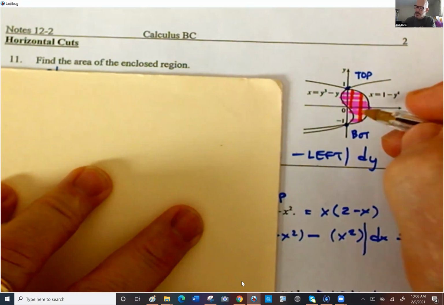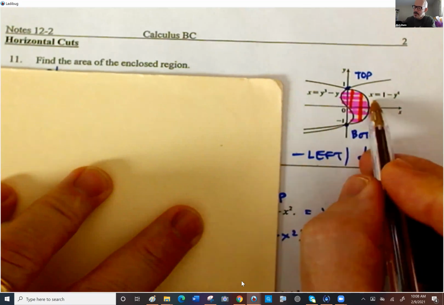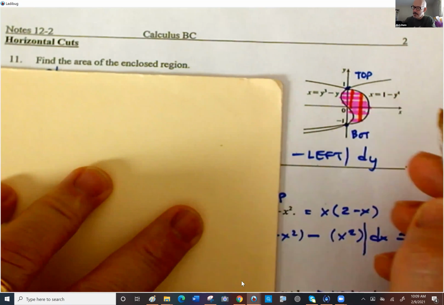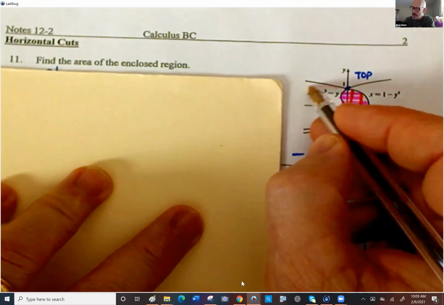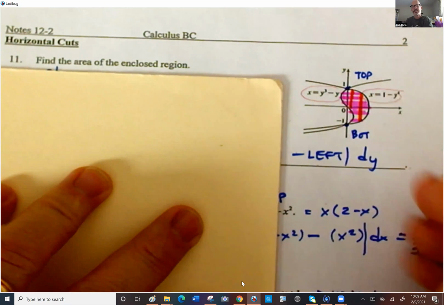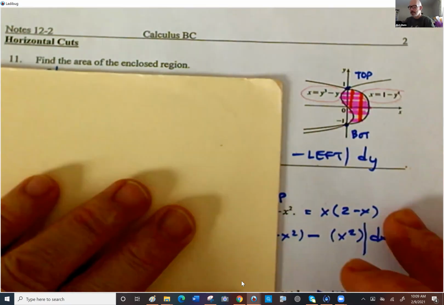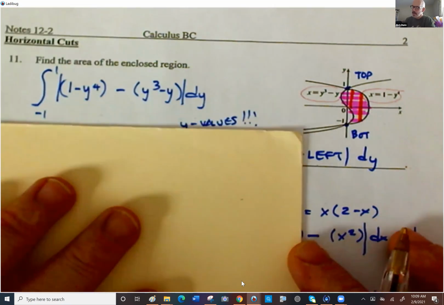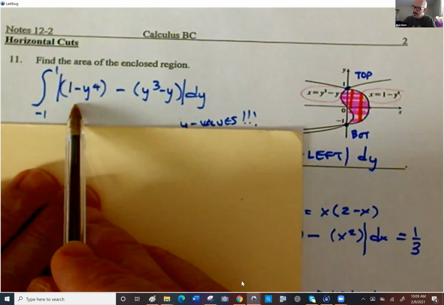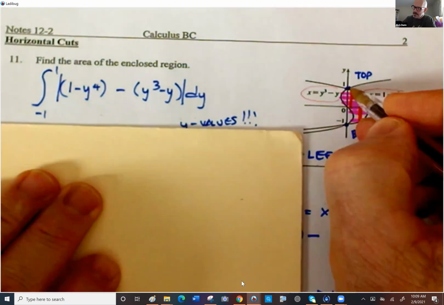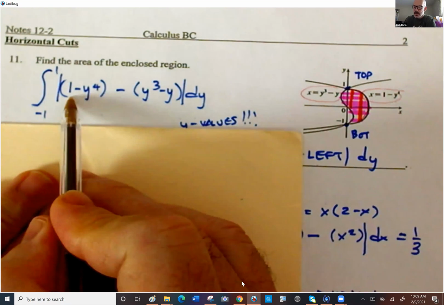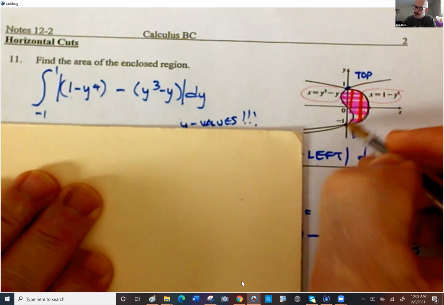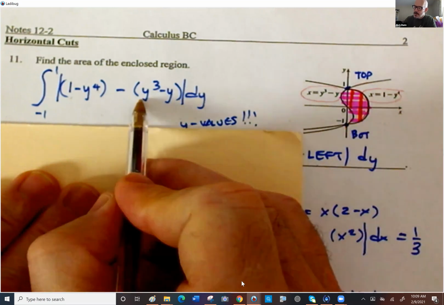We surely need to look at this as a horizontal cut, a right minus left. And they have also solved both of these for x, and that's going to make it a little bit simpler and probably even trying to tell us for sure what to do on this one. So you can see here that the right function is the 1 minus y to the 4th. The left function throughout this whole region is the y cubed minus y.